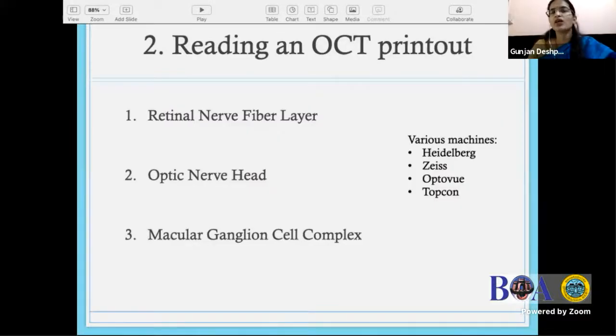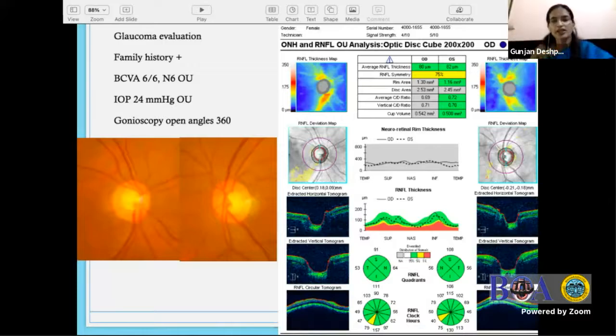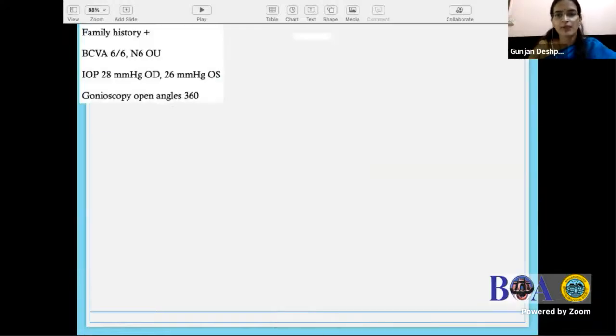The second important part is how to read an OCT printout. We have divided it into the RNFL, the optic nerve head, and the macular ganglion cell complex. I thought I'll just discuss a few cases over here. This was a 60-year-old female referred for glaucoma evaluation with a positive history. Vision was good. The pressures were 24 and the gonioscopy was open. As we can see, the discs were normal in size. In the right eye, we have around 0.7 cup disc ratio, and there's a small RNFLD inferiorly, which can be seen in the RNFL deviation map, and can also be seen on the RNFL thickness map. Important is we have to take care of the signal strength. I'll be covering this later on.